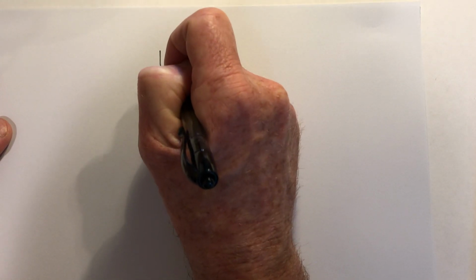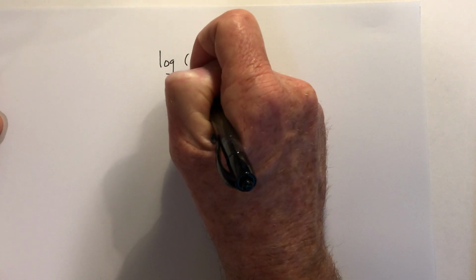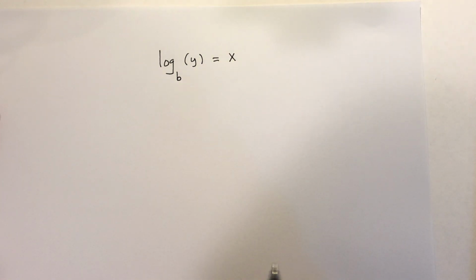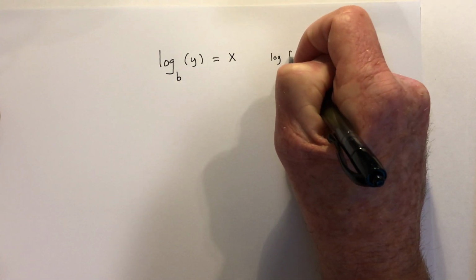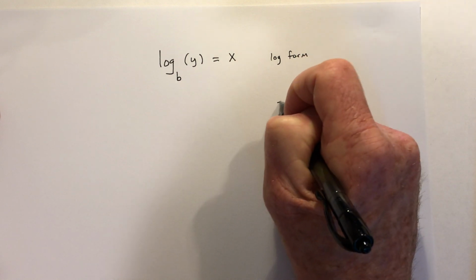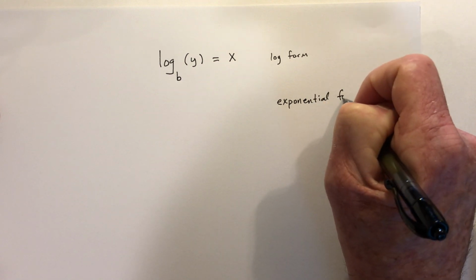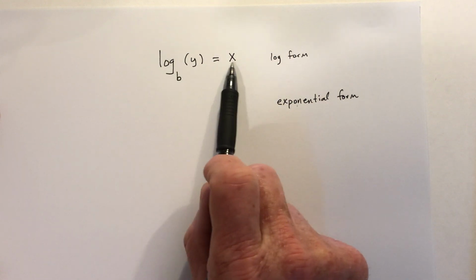Okay, now on to solving log equations. So when you have a logarithm, which is just abbreviated log, then there could be a number down here, which is the base. And then suppose that inside the parentheses there's y, and that equals x. So this is called the logarithmic form or the log form. And then I'm going to change it to exponential form. So in the homework, they will refer to the log form and the exponential form. So this is the log form.